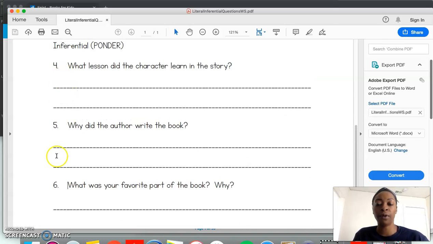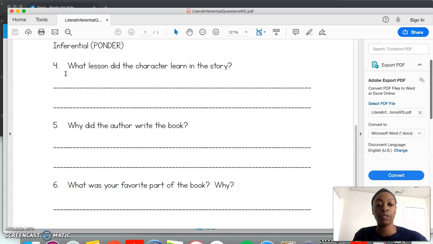But 4 and 5 are the questions that I'm really going to be paying a lot of attention to your responses to. Just think of how you are taking what you already know and the information that you learned from the book and putting it together to make a strong, educated guess, or to provide a strong answer.